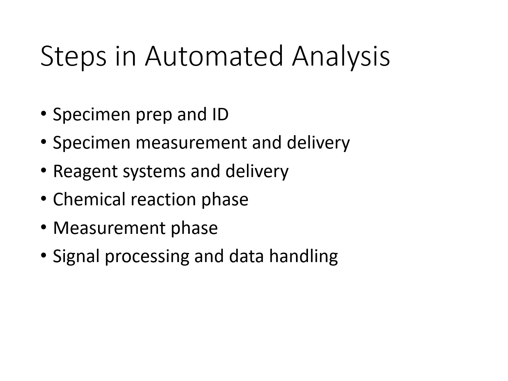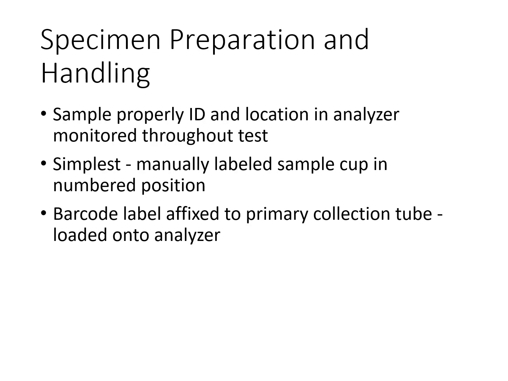The steps in the automated analysis are pretty similar to the other steps, but we have specimen prep and ID, the measurement of the sample and delivery, reagent systems and delivery, chemical reaction phase, measurement phase, and then we go to the signal processing and data handling. For the specimen prep and handling, the sample is properly ID'd and its location in the analyzer is monitored throughout the testing. The simplest is a manually labeled sample cup in a numbered position, so you can do that by hand, or a lot of labs now will have a barcode that's labeled on it, and it's loaded onto the analyzer, and then the analyzer tracks everything for you.